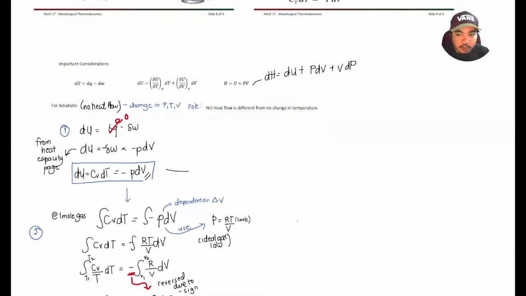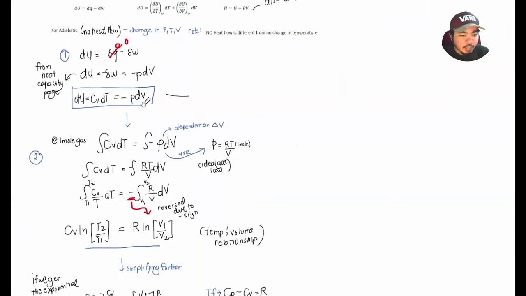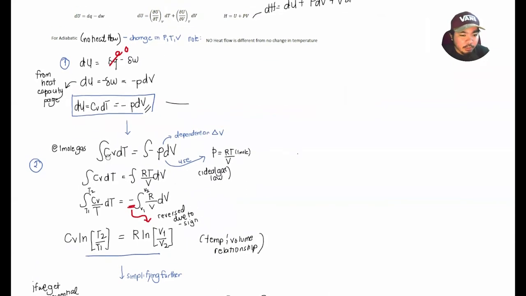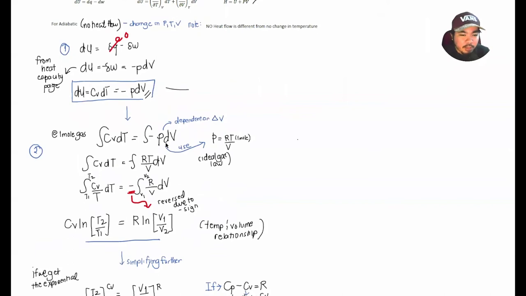So that's why we have this. And from here, we can further derive this. We go from CV dT equals negative P dV. Then we can use the ideal gas equation, so we'll replace P with RT over V. And this is on a per mole basis.